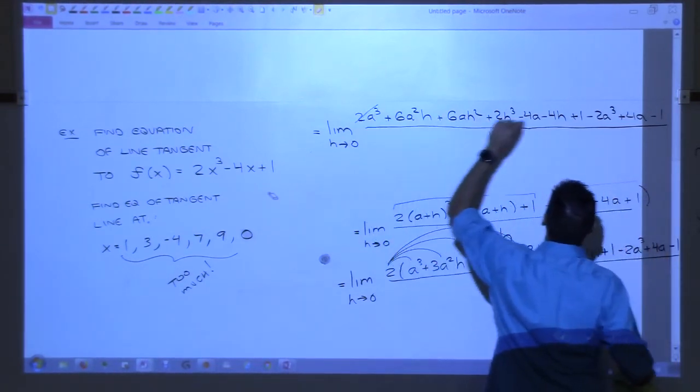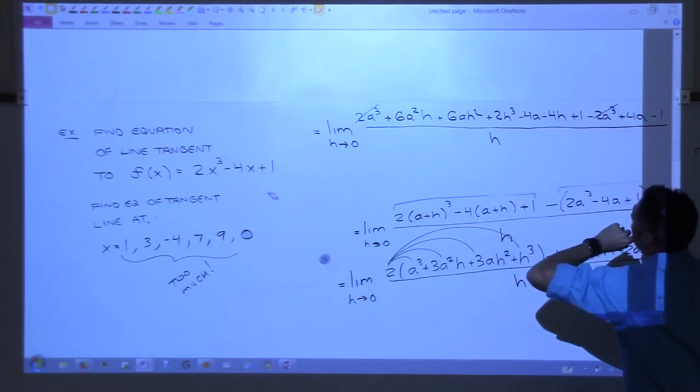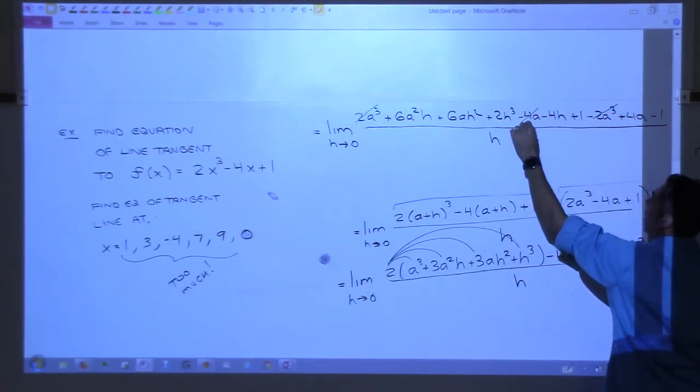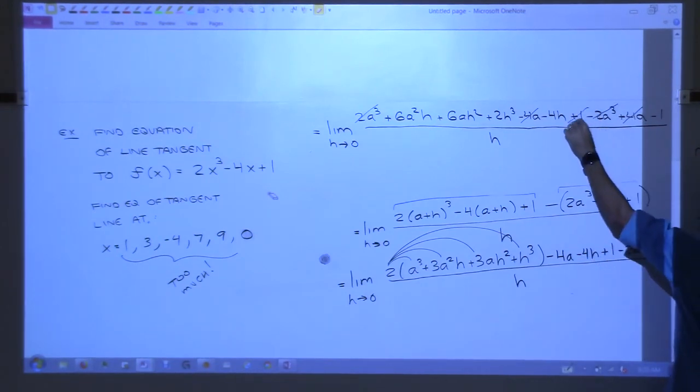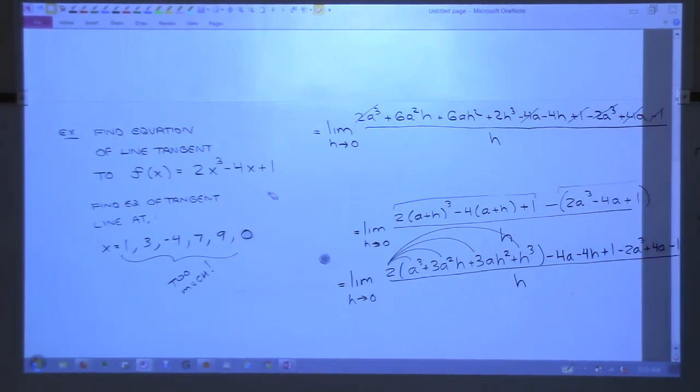2a cubes are gone. I'm just going with what I see. Minus 4a plus 4a. Plus 1 minus 1. Anything else? I don't see anything else.